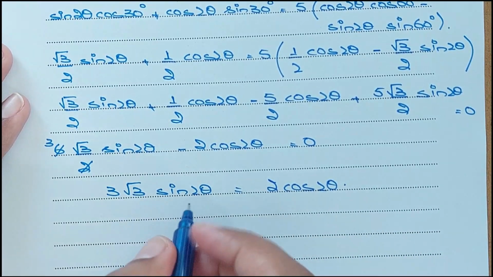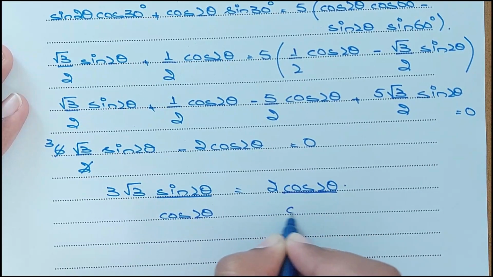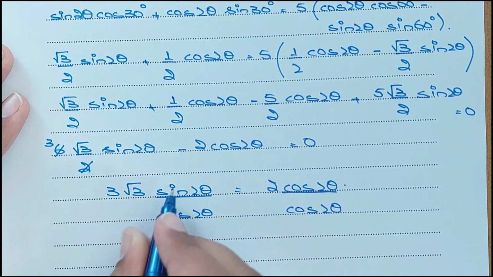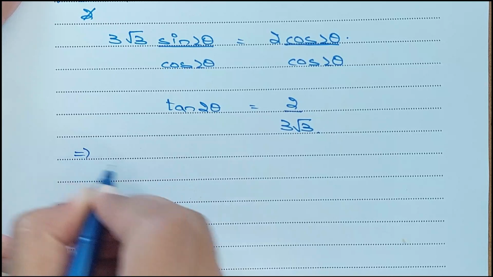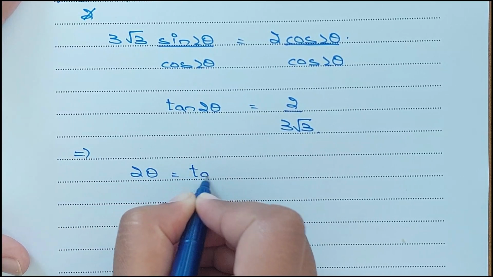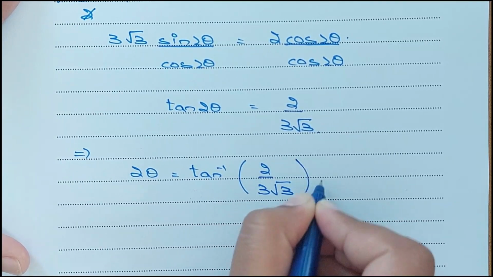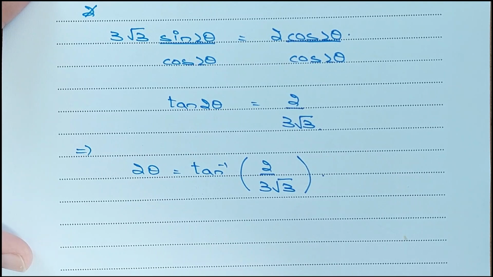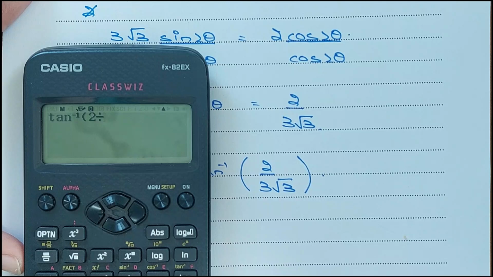Okay, so dividing by cos 2θ on both sides to make it tangent. This sine over cos is tan 2θ. This is 2 over 3 square root of 3. Right. Okay. So from here we can say 2θ is equal to tangent inverse of 2 over 3 square root of 3. The theta values are between 0 to 180 degrees. Right. So let me do this. Tangent inverse 2 divided by 3 square root of 3.